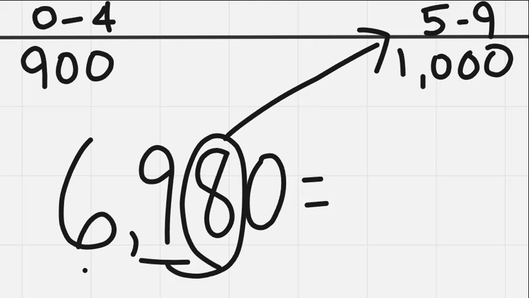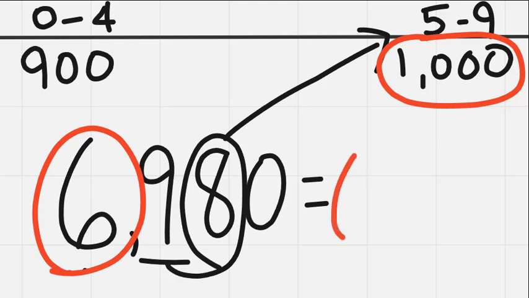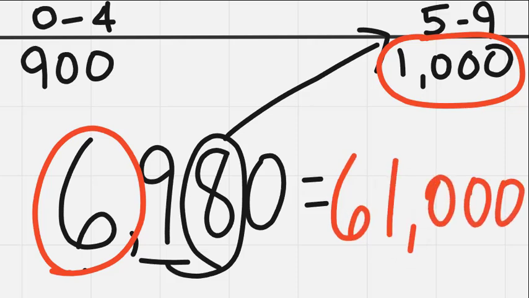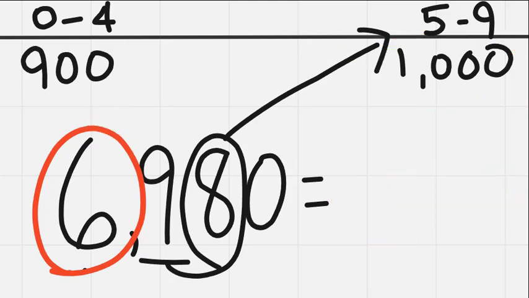Let's walk through this. When we write the number that 6,980 rounds to, usually we will have the 6 and then add this number. The problem is that this is 1,000. We cannot put 61,000 because that says 61,000. That is not correct. Instead, we take this 1 and add it to the 6.